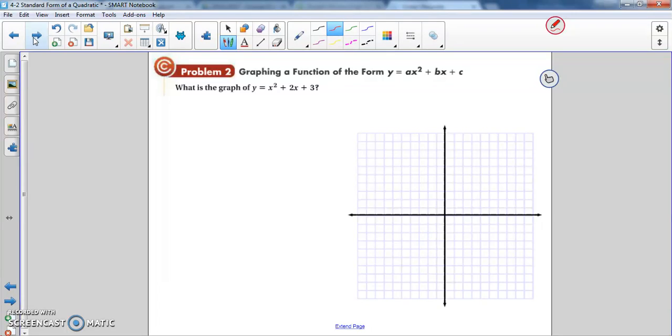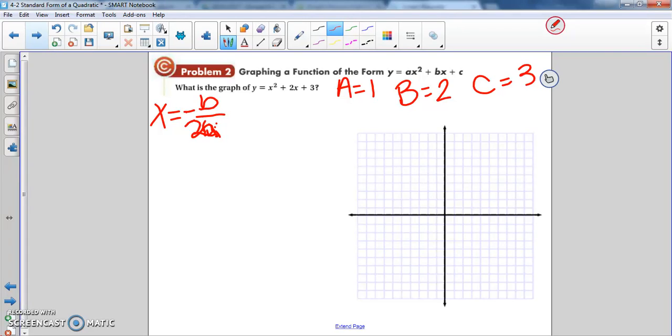Graphing a function in the form y = ax² + bx + c, or standard form, we are still going to follow the same steps. But in order to find our vertex, our first step, we have to use x = -b/(2a). The first thing you should do, once you have your equation in standard form, is identify your letters. So a is equal to 1, b is equal to 2, and c is equal to 3. Now plug it into x.